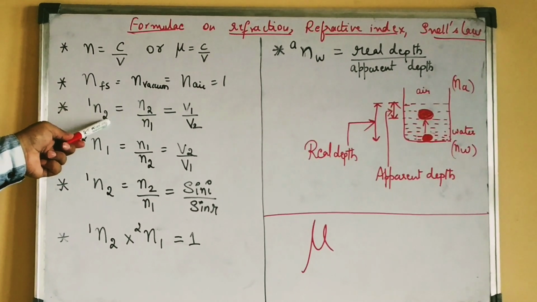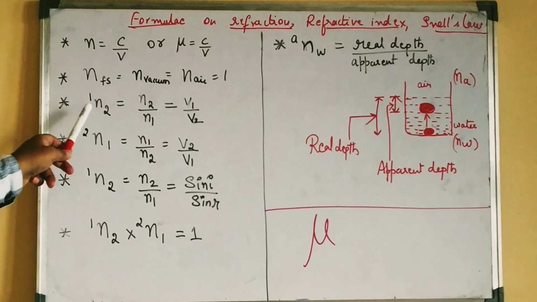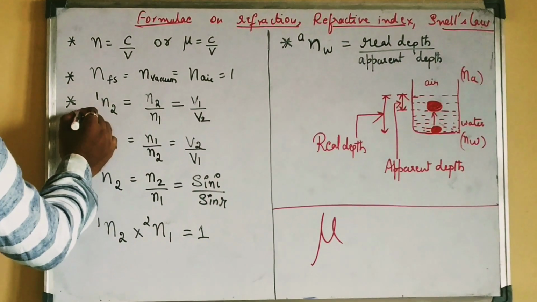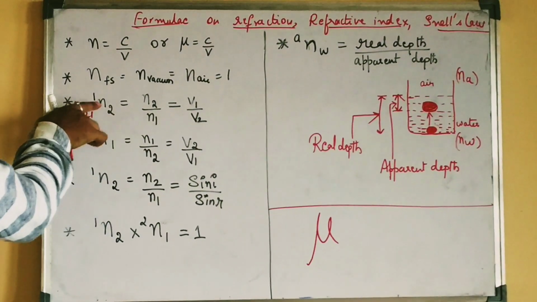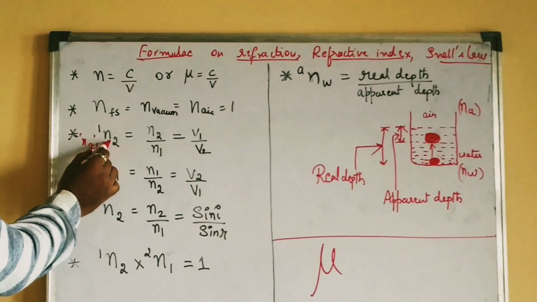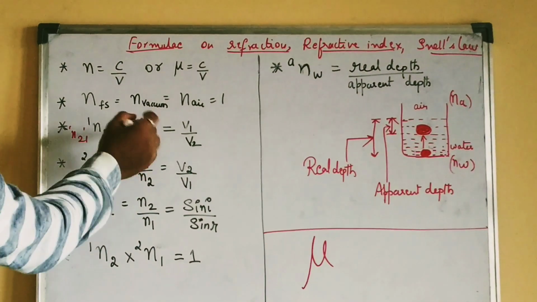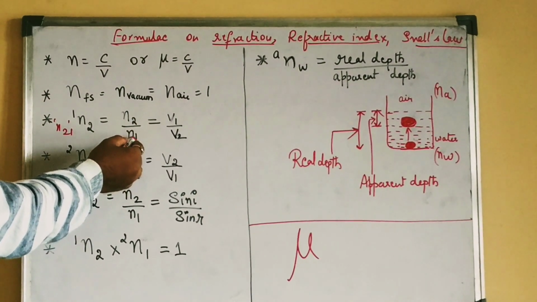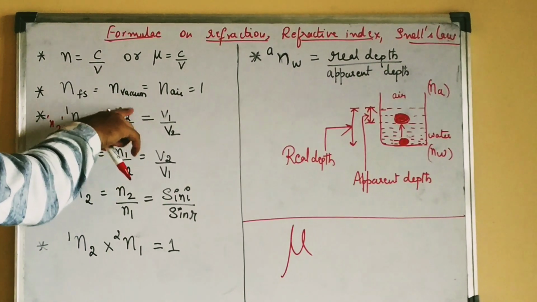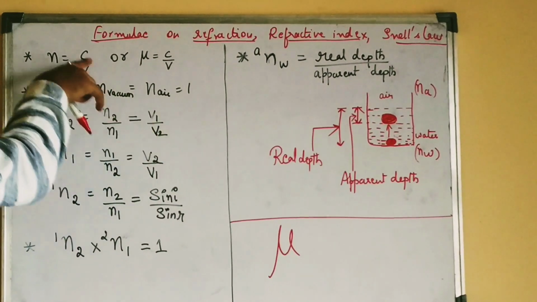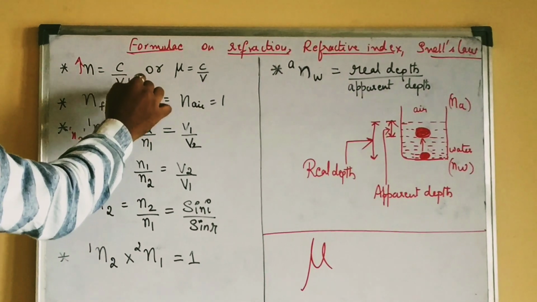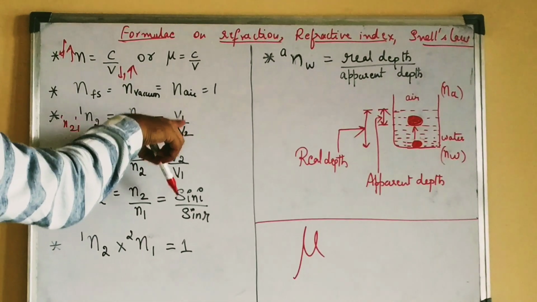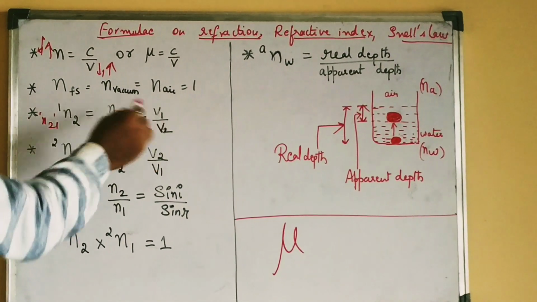Refractive index of medium 2 with respect to medium 1, we can write this as n21. Refractive index of the second medium with respect to the first medium is equal to the formula n2 by n1. So the second medium should come first, and the first medium should go in the denominator. And you know that refractive index is always inversely proportional to the velocity. That's why in the numerator you have 2, 1, and for the velocity you have 1, 2. So n2 by n1 is equal to v1 by v2.